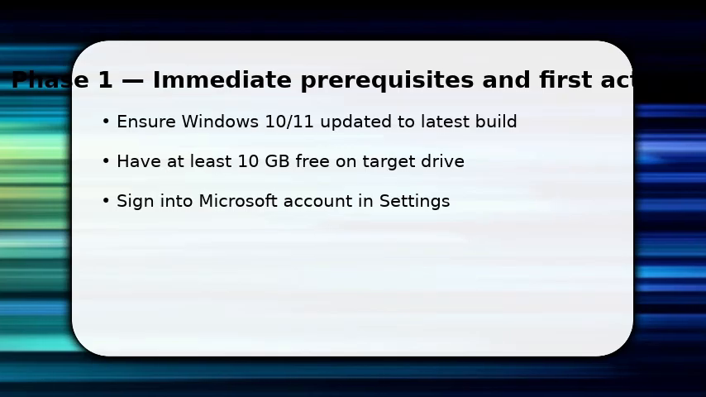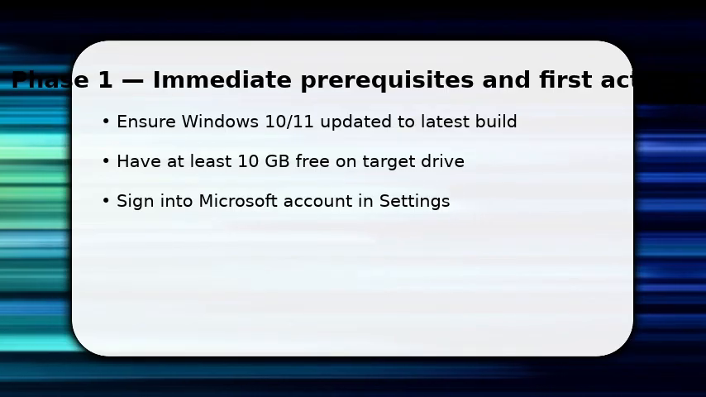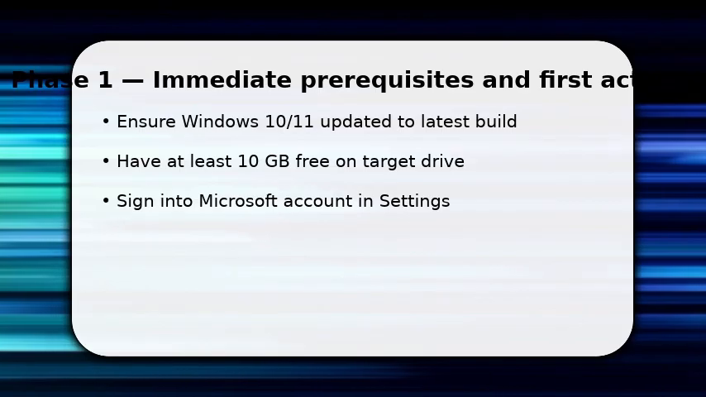Enjoy the video. You start by confirming prerequisites. Windows updated, enough free space on the target drive, and you're signed into your Microsoft account. Once done, open Settings, press Windows key + I to move quickly. Then choose System and locate Storage. You need to verify the drive letter you intend to use and make sure it's formatted NTFS or exFAT.